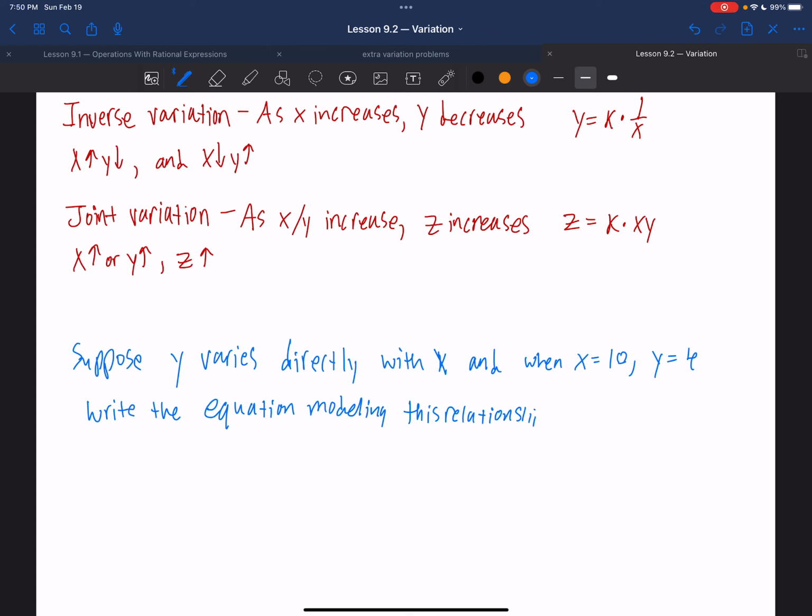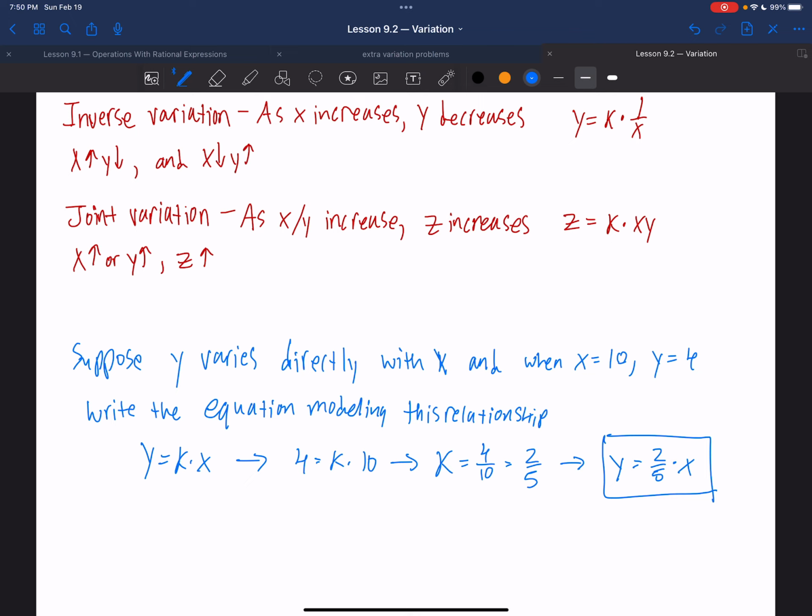So if I say write the equation modeling this relationship, I'll say, well, since y varies directly with x, I'm going to say y equals k times x. And then since y is 4, I'll plug in 4 for y, and I'll plug in 10 for x, and then I'll just solve for k by dividing by 10 on both sides. So therefore, k is 4 divided by 10, which I know is 2/5. Then the equation is y equals 2/5 times x. Done. Okay?